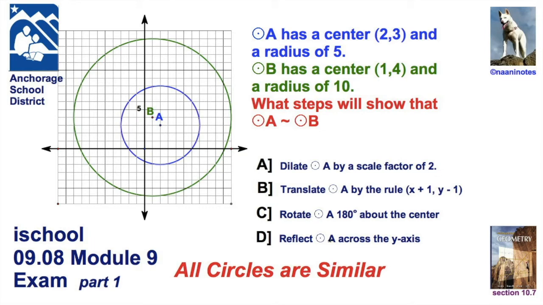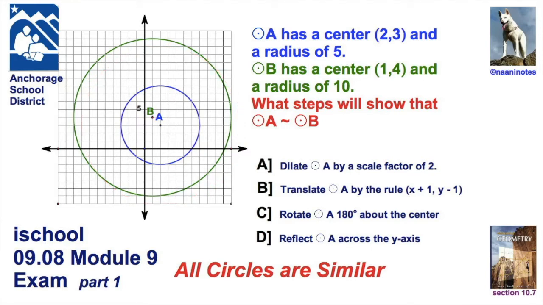There's 4 of these here, and just for a little fun, I made a little animation of all 4. Really, only A makes sense, because if you were going to take that blue circle and dilate it by a factor of 2, you of course are going to give it a radius of 10. I guess that's the closest thing to showing that the two circles are similar.